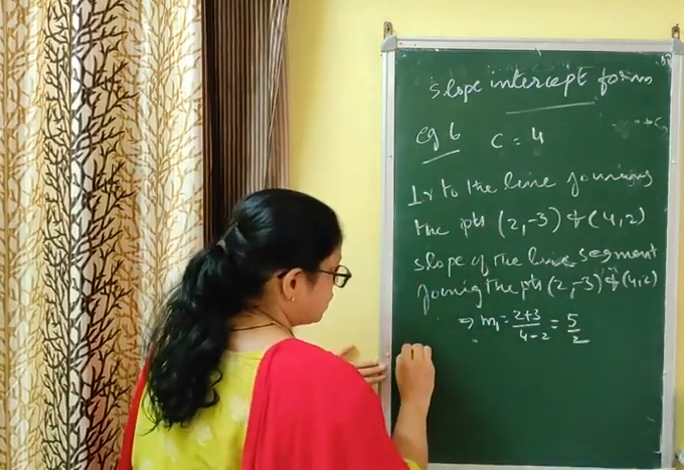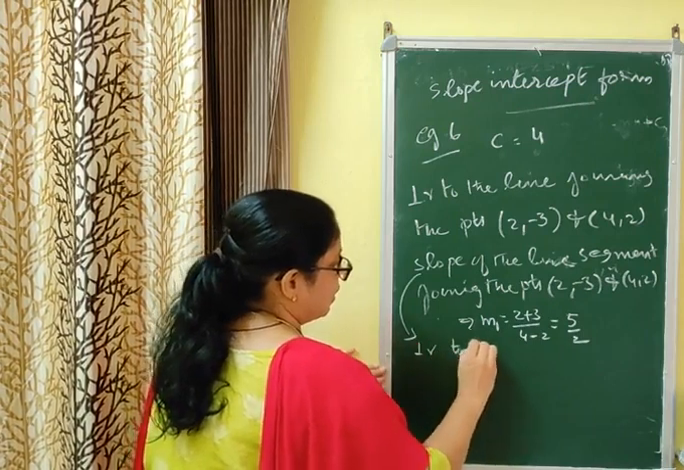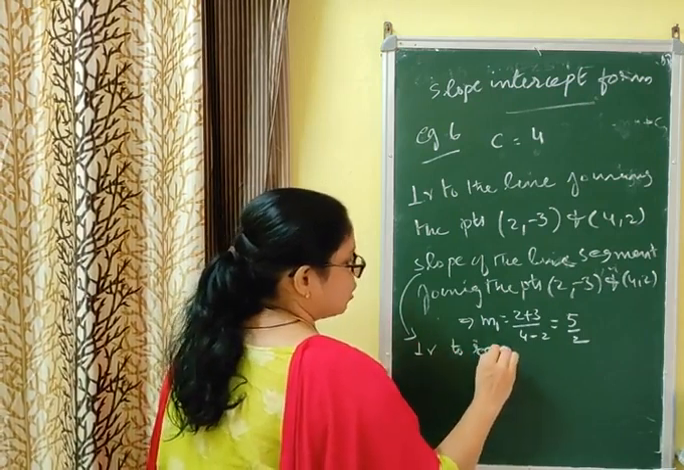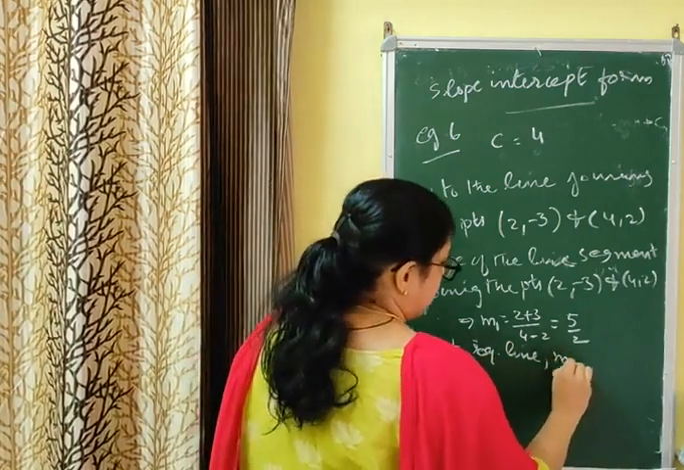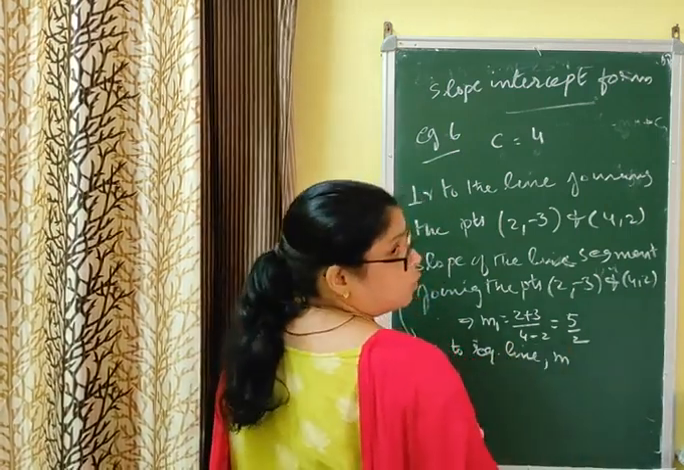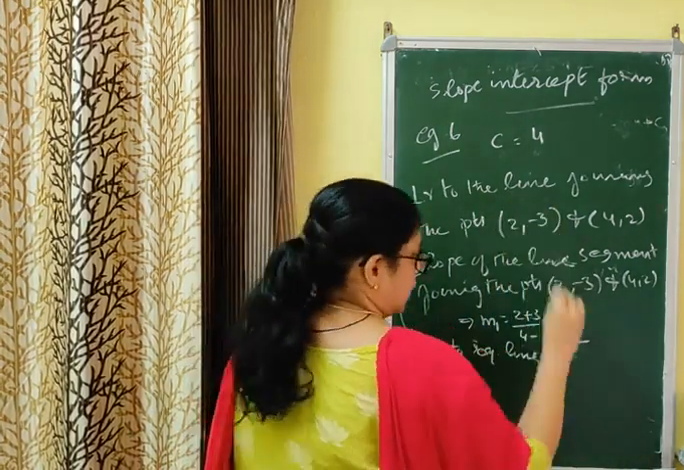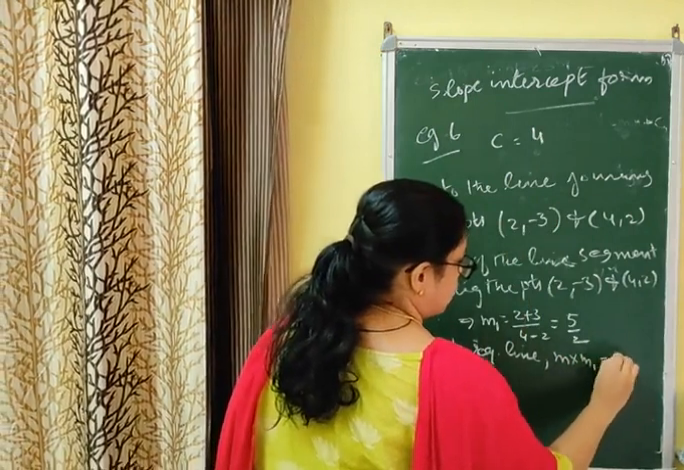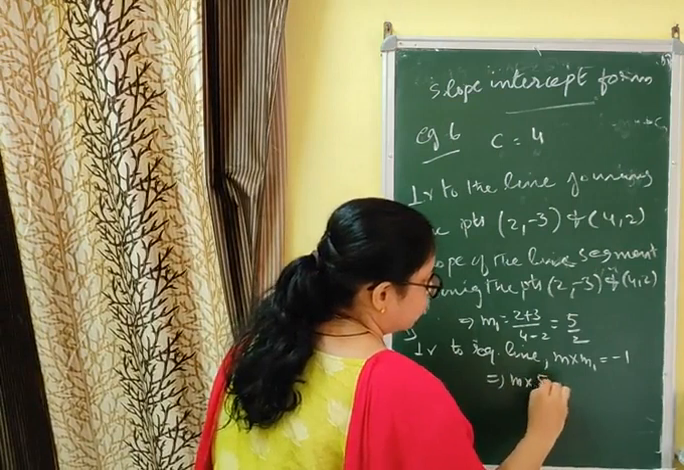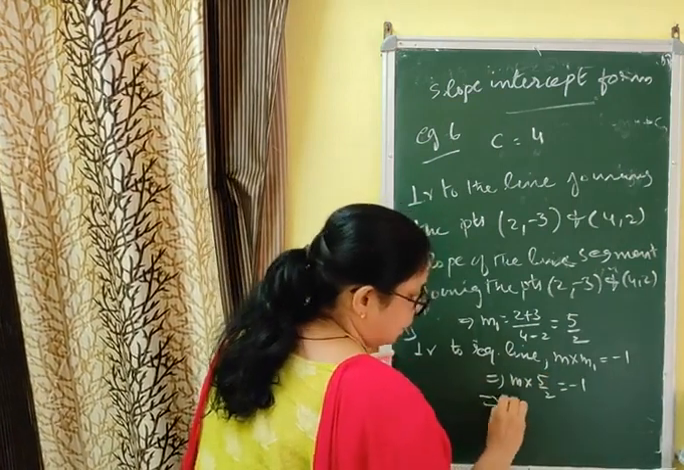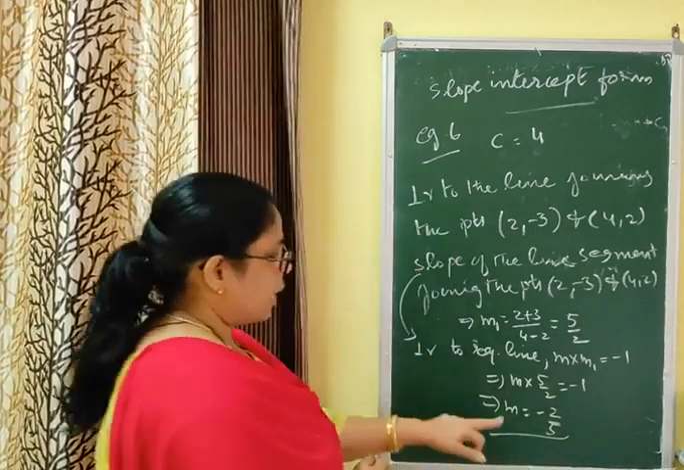Now since this line is perpendicular to the required line, the line whose equation is asked to be found out, the product of slopes is equal to -1. Let m be the slope of the required line, so m into m1 is equal to -1. That implies m into 5 by 2 is equal to -1, which implies m is equal to -2 by 5. That means you got m and c.